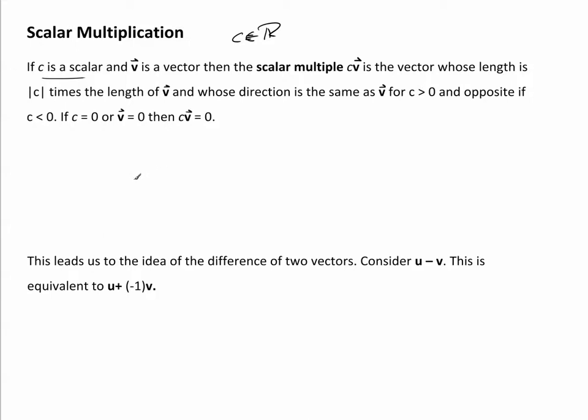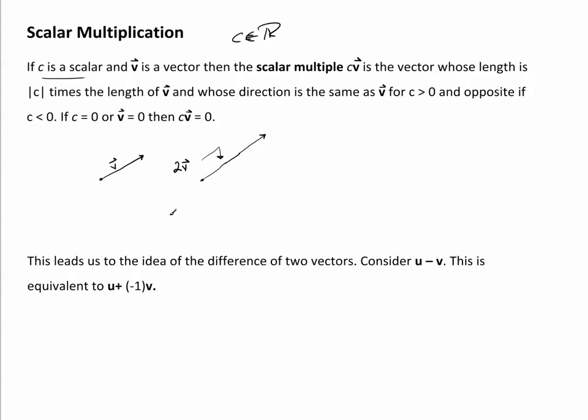If I have vector v, let's say this is v, then twice v, here c equals 2, is going to be a vector in the exact same direction. Now that's supposed to be the same length, so what I'm going to do is double that length. So there's my new vector. So this would be twice v.